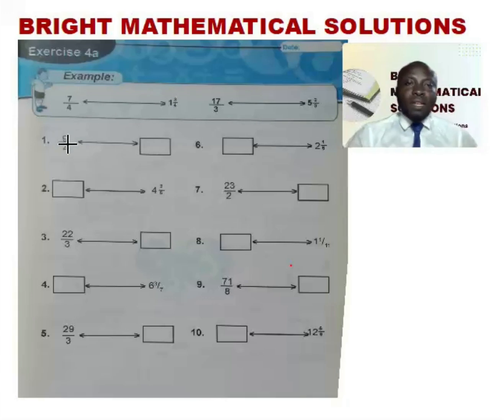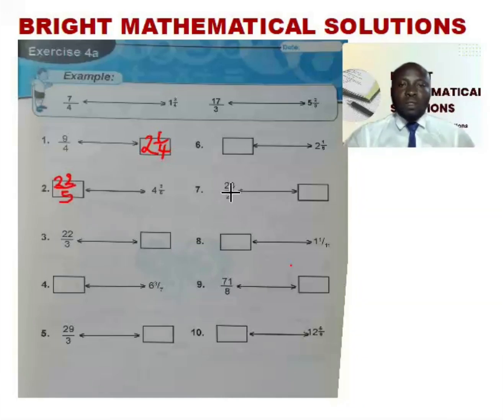We have 9/4. So how many 4 can we find in 9? So that is 2. So it will remain 1, and that is over 4. So for the second one, we have 4 whole number, 2/5. So 5 multiplied by 4, that is 20. 20 plus 2, that's 22/5.